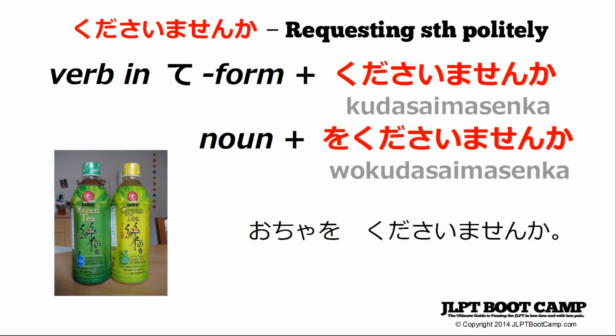This kudasaimasenka is how you would make pretty polite requests. This is very polite, usually in formal situations to older people, bigger requests. And you would form this by verb and te form, like we just did, kashite, kudasaimasenka, or noun plus o kudasaimasenka. For example, if you want to ask for tea, you can say ocha o kudasaimasenka. Can I have some tea?